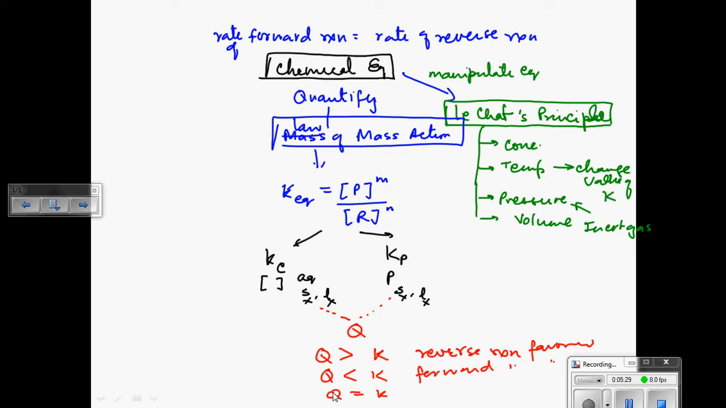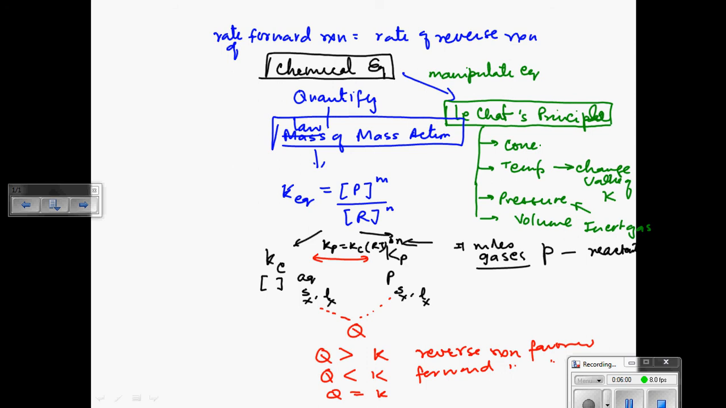Now, how do you convert Kc to Kp? The equation is Kp is equal to Kc times (RT) to the delta n, where delta n is the change in number of moles of gases, products minus reactants. So you only consider moles of gases to convert into each other.